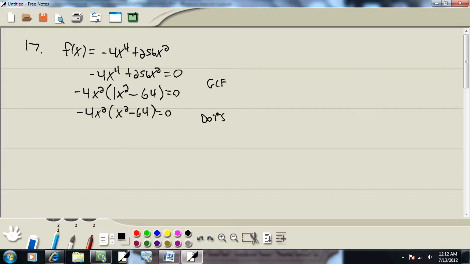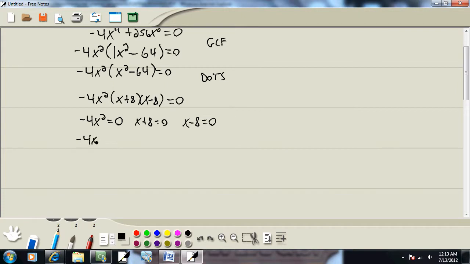Now the next method we'll use is difference of two squares. Two terms with a minus between them. x times x gives you x squared. 8 times 8 gives you 64. So this becomes negative 4x squared times x plus 8 times x minus 8 equal to 0. Now the zero factor property says you get 0 on one side and you factor the other side. You can set each factor equal to 0. So I'll set the negative 4x squared equal to 0, the x plus 8 equal to 0, and the x minus 8 equal to 0.